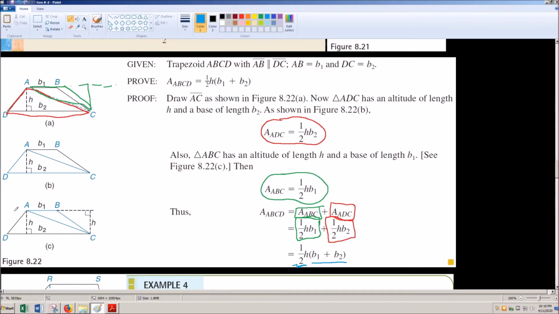Another way to do this is you can kind of imagine cutting this chunk and then pasting it over here. So just kind of like visually, if that helps you.